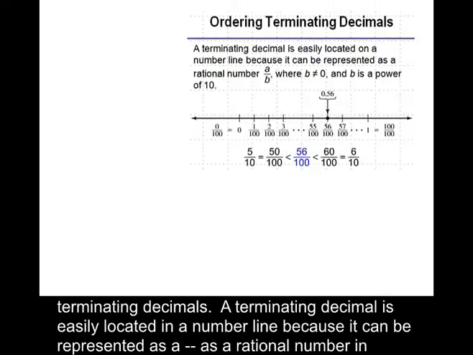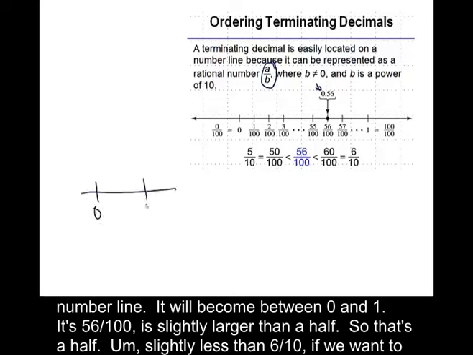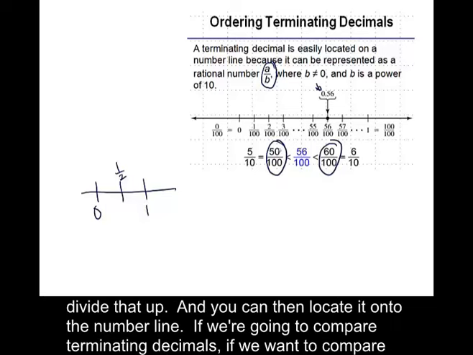Ordering terminating decimals. The terminating decimal is easily located on a number line because it can be represented as a rational number in fraction form, where b is a power of 10. So if we're looking at 56 hundredths, it will be between 0 and 1 on the number line. 56 hundredths is slightly larger than a half. So if that's a half, slightly more than 5 tenths and slightly less than 6 tenths, if we want to divide that up, you can then locate it onto the number line.